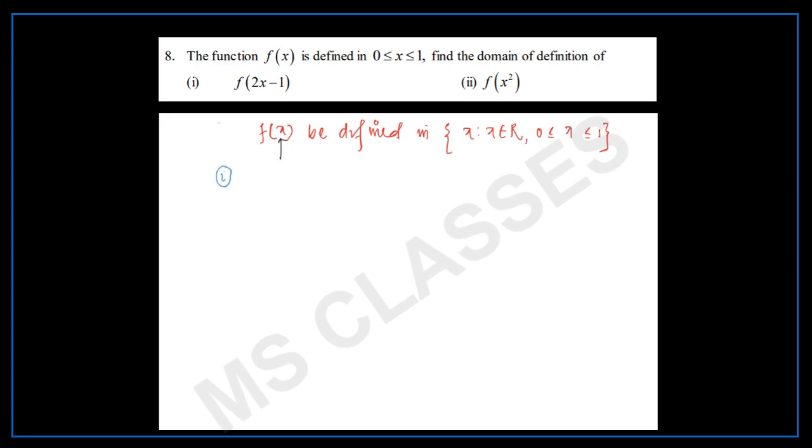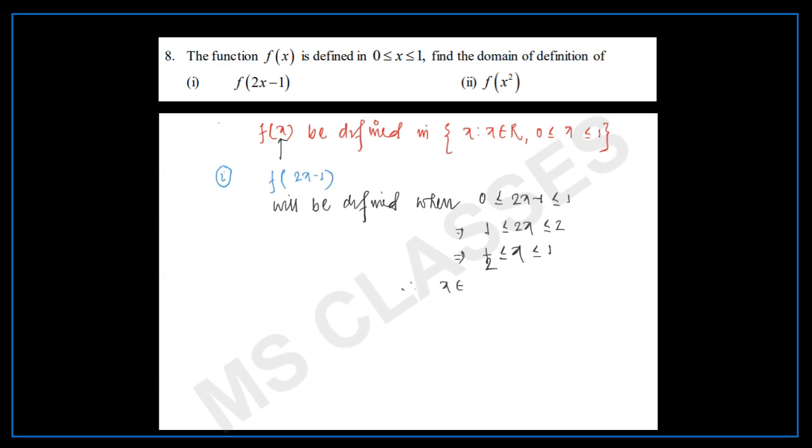Now, the first question is given. Find the domain of f(2x − 1). Now, what is the meaning? That this will be defined when 0 ≤ 2x − 1 ≤ 1. Now from that we can say 1 ≤ 2x ≤ 2. And from that we can say 1/2 ≤ x ≤ 1. So the domain of this given function is [1/2, 1].